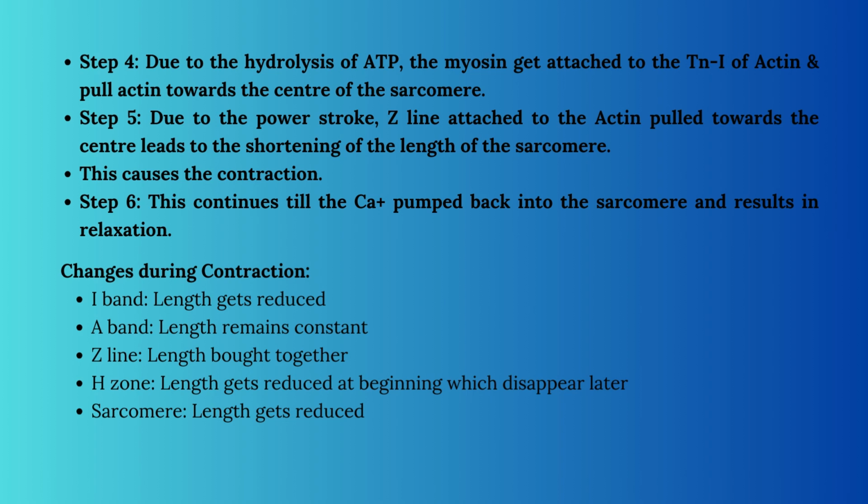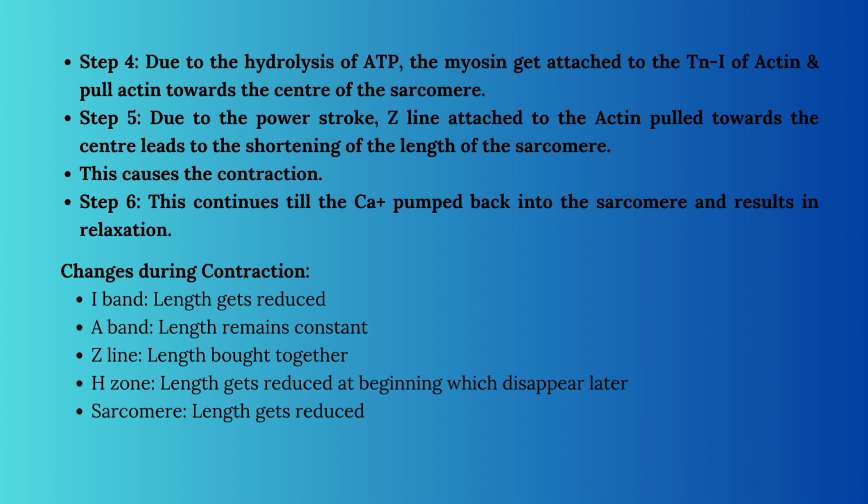Step 5. Due to the power stroke, the Z line attached to the actin is pulled towards the center, which leads to the shortening of the length of the sarcomere. This causes the contraction. Step 6. This continues till the Ca+ is pumped back into the sarcomere and results in relaxation.